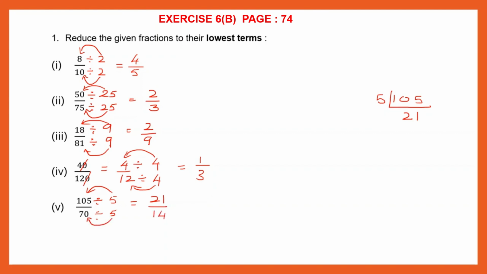Now we have a fraction 21 by 14 which can still be reduced. So both these are in the tables of 7. Okay, both can be divided by 7. So 7 3s are 21 and 7 2s are 14. Now we have a fraction which is in the lowest term and which cannot be reduced further.